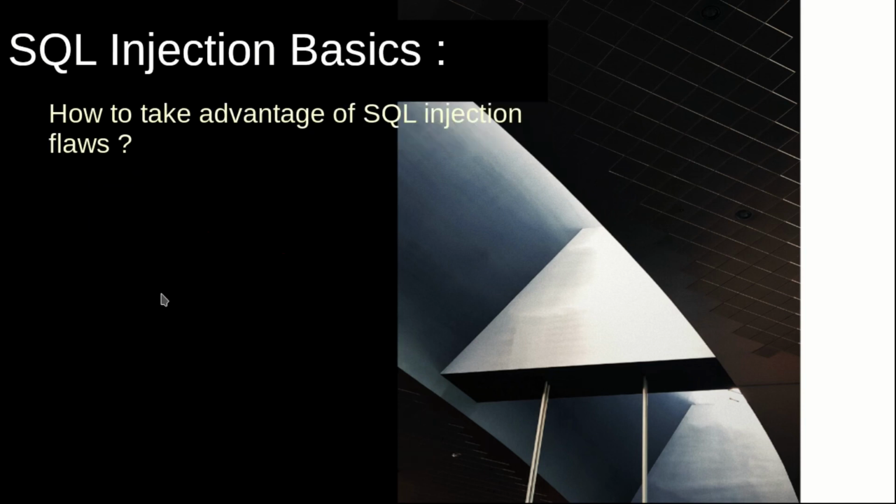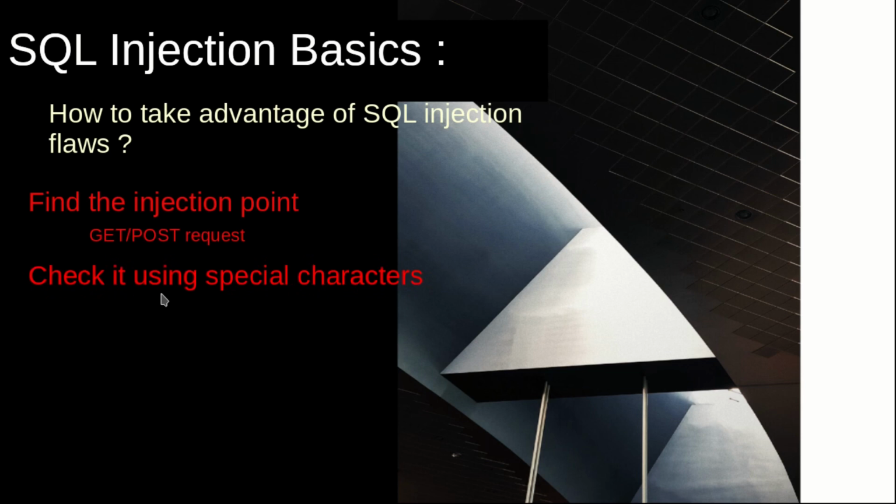How to take advantage of SQL injection flaws? So let's try to exploit SQL injection. We have many ways to exploit it, but let's organize the ideas from the beginning. First of all, we have to find the injection point, like in a GET or POST request, a vulnerable parameter, or a header parameter, or cookies. And after that, you check it using single or double quotes.